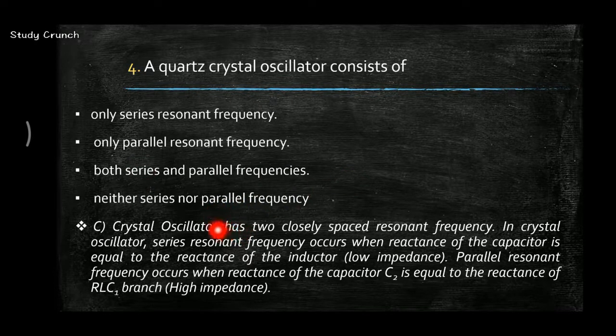Why? Because we know that crystal oscillator has two equally spaced and closely spaced resonant frequencies. In crystal oscillator, the series resonant frequency occurs when the reactance of the capacitor is equal to reactance of the inductor. So the parallel resonant frequency occurs when the reactance C2 is equal to the reactance of RLC1 branch. So the answer will be C, that is both series and parallel frequencies.